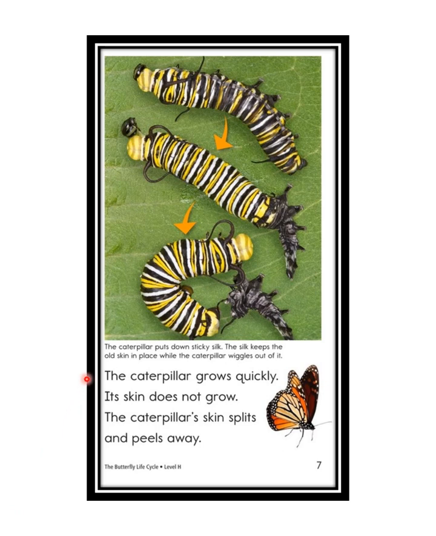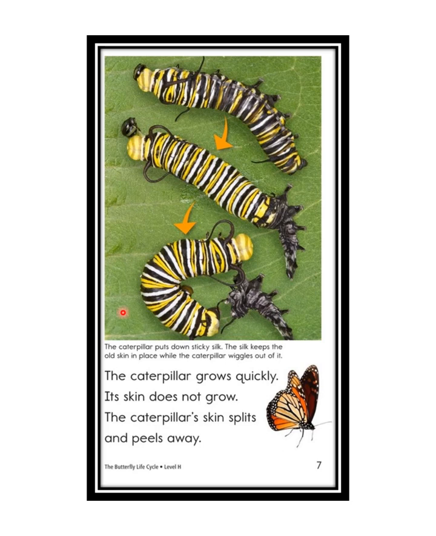The caterpillar grows quickly. Its skin does not grow. The caterpillar's skin splits and peels away. And here is a picture of the caterpillar wiggling out of its old skin. The caption says, the caterpillar puts down sticky silk. The silk keeps the old skin in place while the caterpillar wiggles out of it.